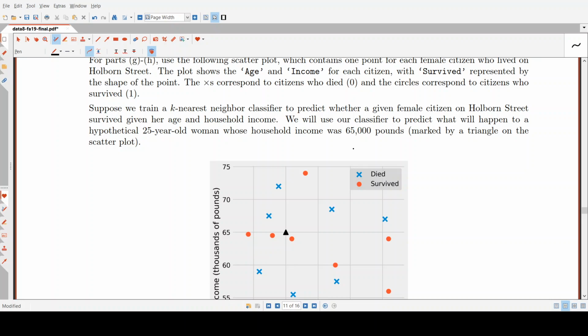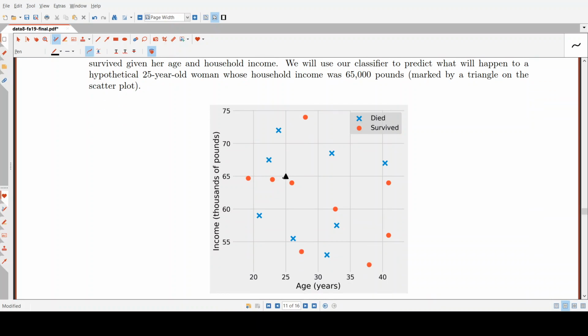Suppose we train a k-nearest neighbor classifier to predict whether a given female citizen on Holborn Street survived, given her age and household income. We will use our classifier to predict what will happen to a hypothetical 25-year-old woman whose household income was £25,000 or £65,000, and that's this triangle right here.